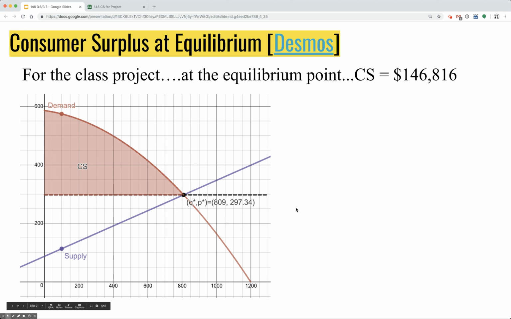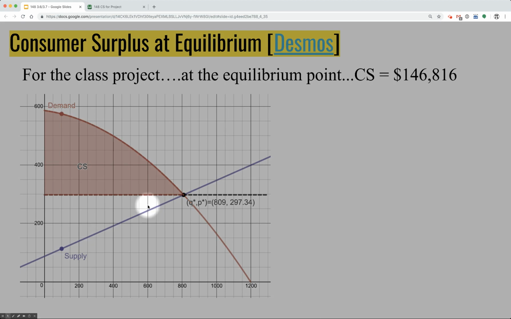Hi, in this last Focus on the Project video, we're going to look at the consumer surplus at the equilibrium point. Previously, we looked at the consumer surplus at the point where we maximize profits, and that was at a quantity of about 625 items. So that was roughly right around here.